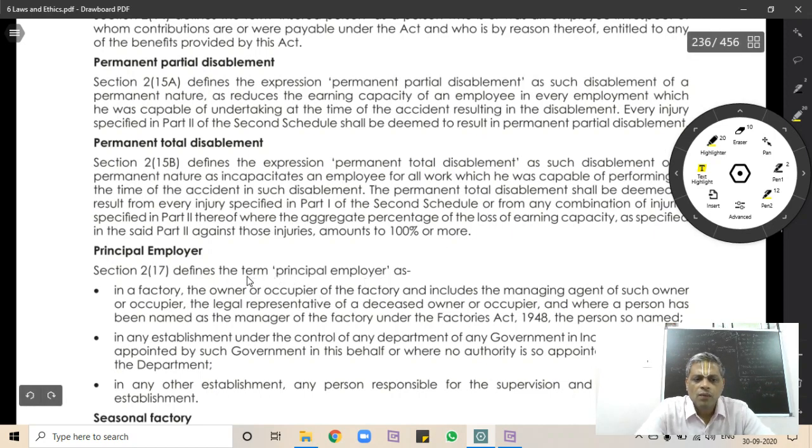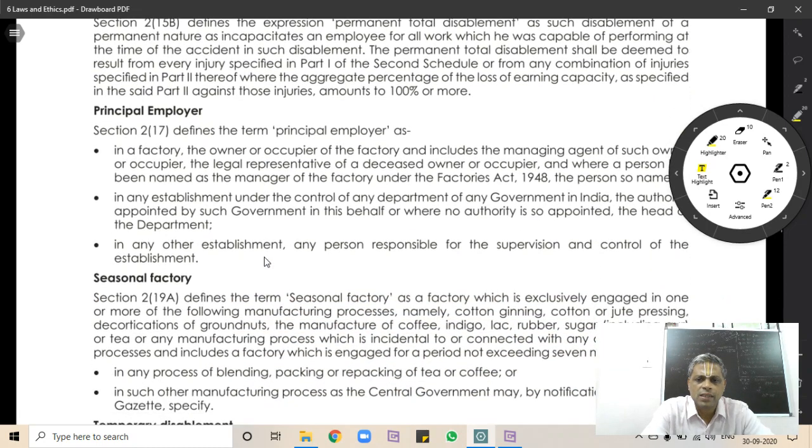Now, we saw who is a principal employer as well as an immediate employer in brief, right? Section 2, subsection 17 defines a principal employer. We saw temporary employer and immediate employer earlier. Again, the definition is very clear. The principal employer is the owner or occupier of the factory and includes a managing agent, the legal representative of a deceased owner or occupier. Okay.